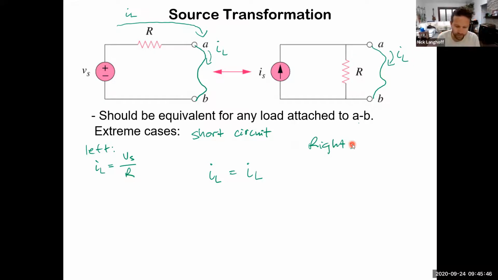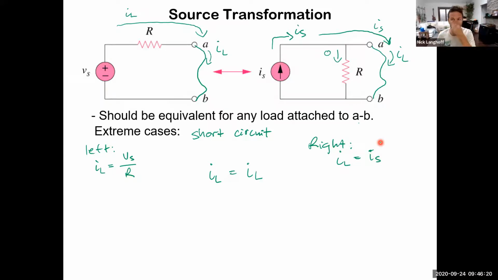Okay, let's take a look at the right circuit here. On this one, what do we have? IS is flowing this way, right? And then is it going to flow down through R? Maybe not, right? Because it's shorted. R is in parallel with a short circuit. And so all of IS is going to flow through IL. Nothing is going to flow through the resistor because it's been shorted. And so IL is just equal to IS.